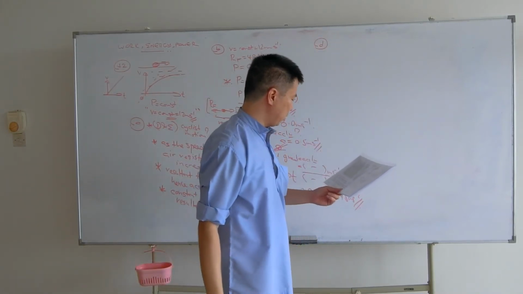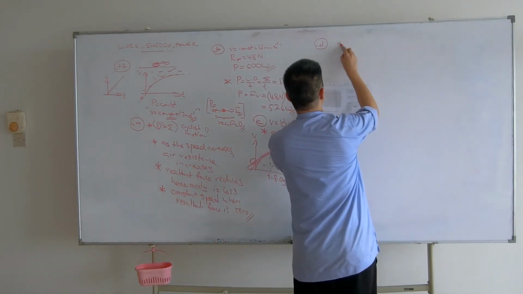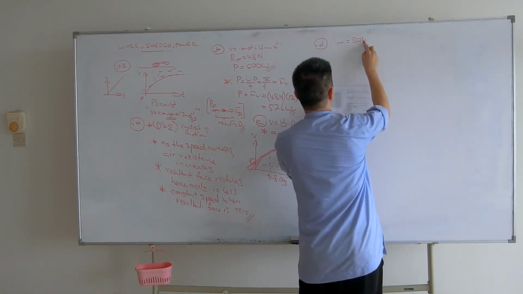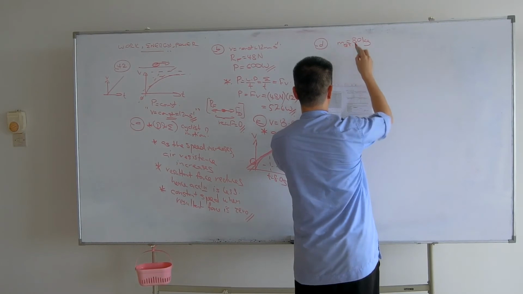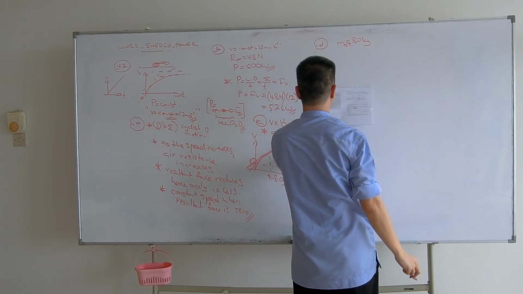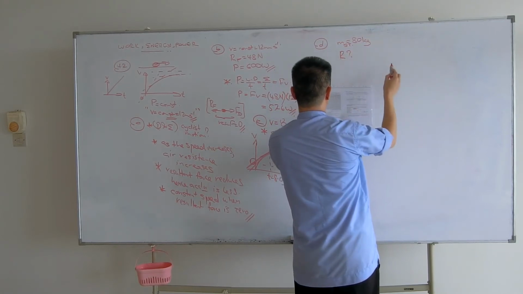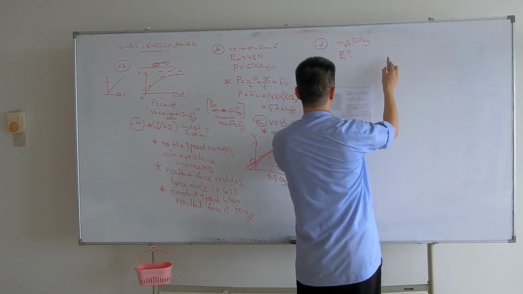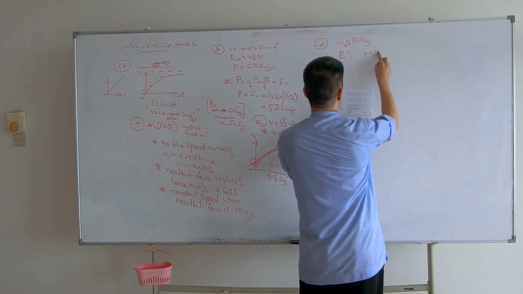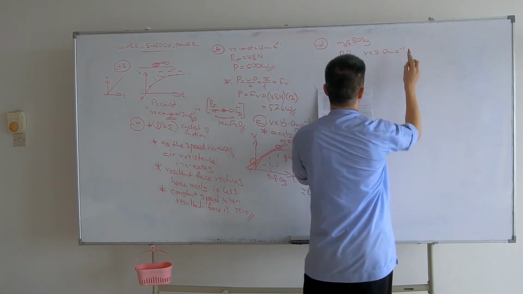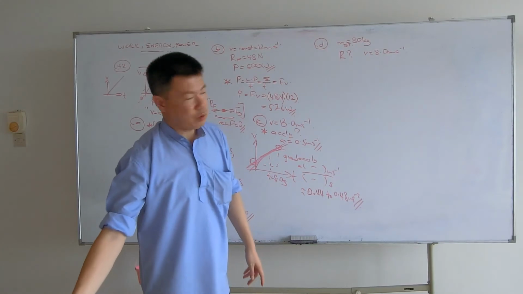D, the total mass of cyclist's bicycle is 80 kilograms. So total mass 80 kilograms. Calculate the resistive force R acting on the cyclist when speed is 8 meters per second. So you have to find R when his speed is 8 meters per second. So it comes to this question.